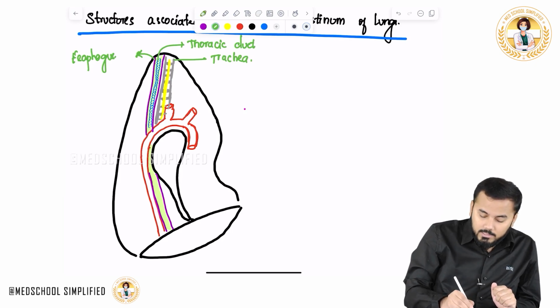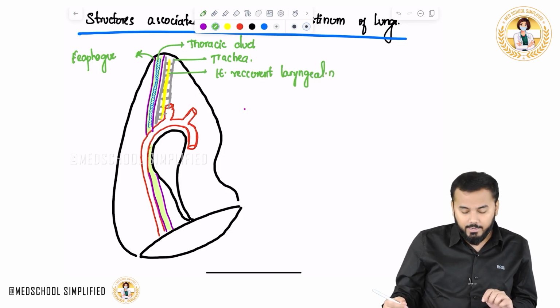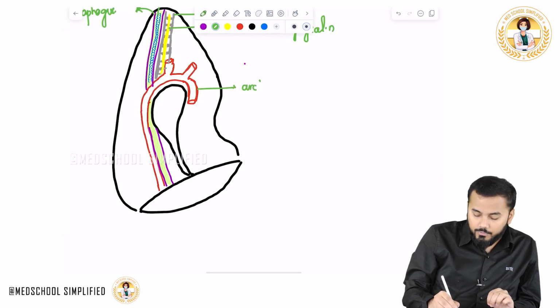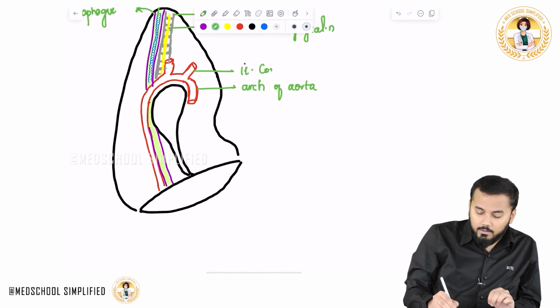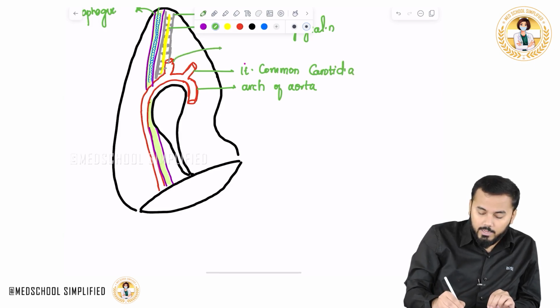Okay, so what is this? This yellow color structure is called the left recurrent laryngeal nerve. And by the way, not to forget, this is your arch of aorta, and this one is your left common carotid artery, and this one is called your left subclavian artery.